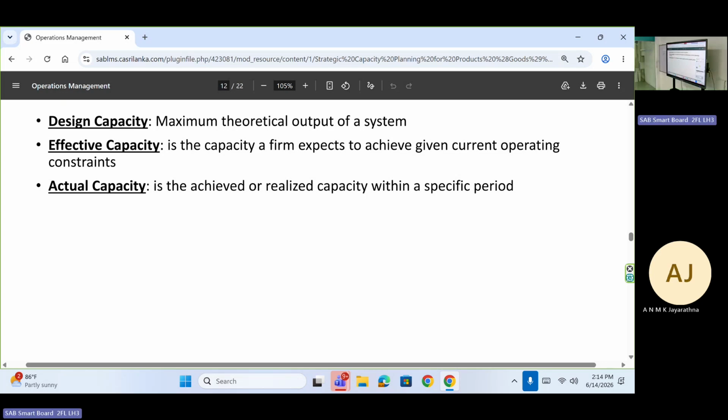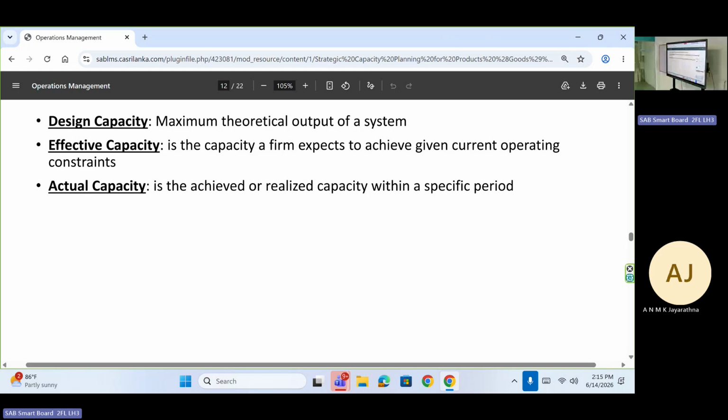Design capacity. Design capacity, the output of the system. Imagine an apparel manufacturing company, according to their technical specifications, technical plans, technical design, within the existing facility, with the existing resources, they can produce a maximum of 5,000 units per day. It's technical, based on the technical specification, based on the plan. That is design capacity.